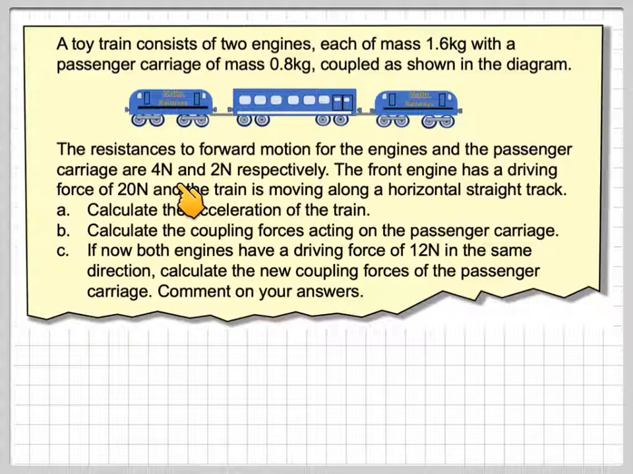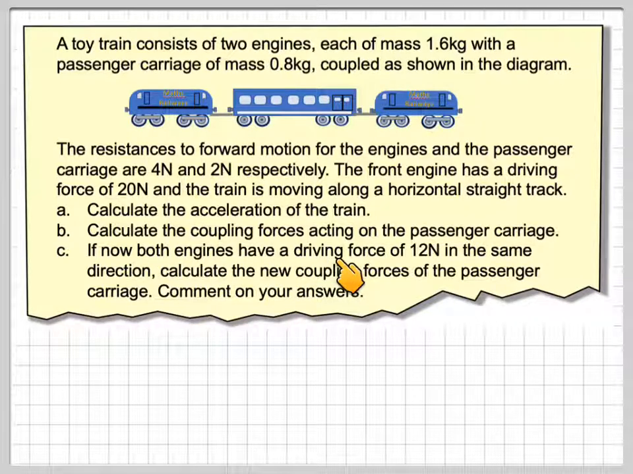The resistances to the forward motion for the engines and the passenger carriage are 4 newtons and 2 newtons. So this one and this one have a resistance of 4 newtons and this one has a resistance of 2 newtons. The front engine has a driving force of 20 newtons and the train is moving along a horizontal straight track. Calculate the acceleration of the train.